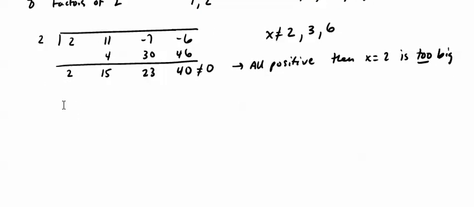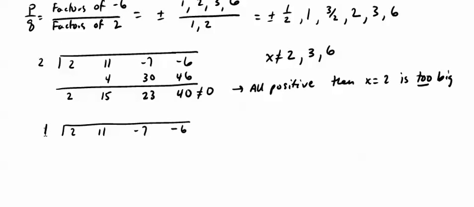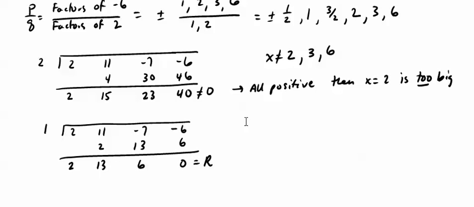Well, I'm going to try again. I could switch to some of the fractions, or I could switch to the negatives, but I think I'll just go for 1. So let me put in 1, +1. 2, 2, 20, oops, sorry, I'm adding. That should be 13. 13 times 1 is 13. That's +6. 6 times 1 is 6. Remainder is 0. Hooray! x = 1 is an answer because I got a remainder of 0.